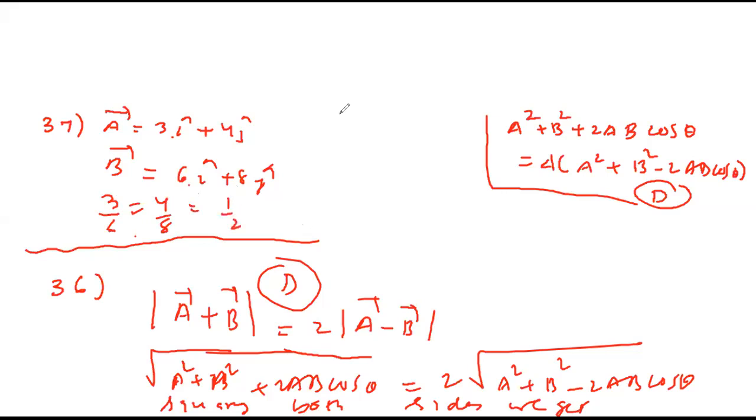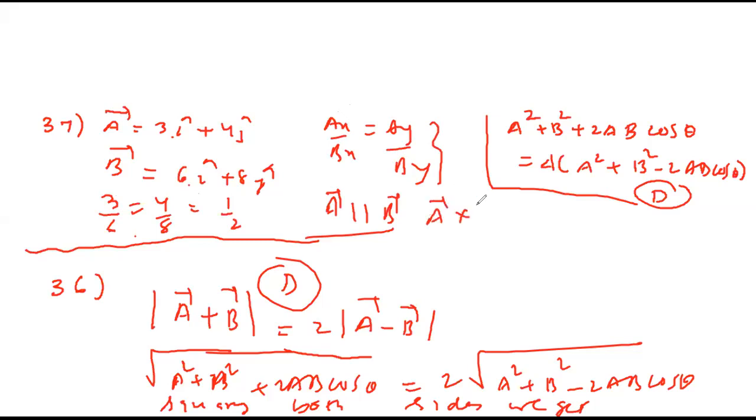Yes, sir. Whenever you get ax upon bx equals ay upon by, then a bar is parallel to b bar. If they are parallel, then such a ratio comes. So parallel means what is the cross product? Zero, na? If two vectors are parallel, what is the cross product? Zero? Yes, sir.